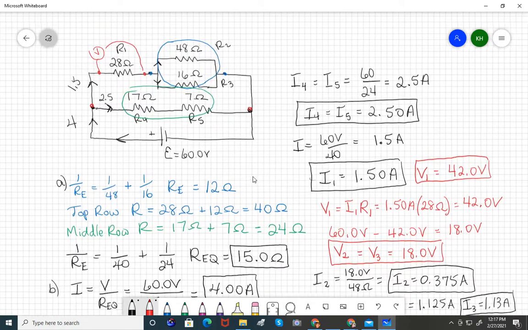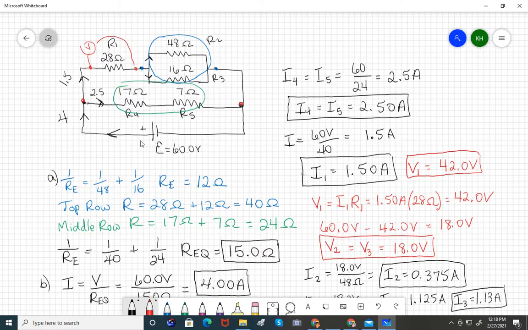If we think about Kirchhoff, if we gain 60 and we take this bottom loop, we drop 42.5 volts here. We drop the other 17.5 and we're back to 0. If we take the upper loop, we gain 60, we go around. We dropped 42 volts across this first resistor, and then we dropped 18 volts as we cross this parallel pair of resistors.